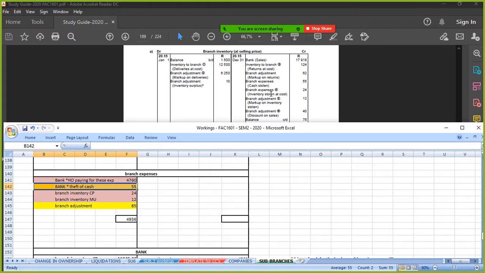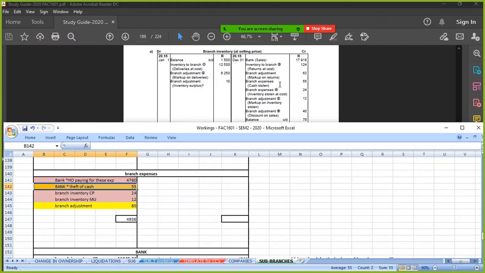All right. Why would you do that? Let's think about it. It's cash that they've stolen. Why would you increase your sales? Because branch inventory here is for inventory that's in the business. It's not cash. Cash is stored in the bank. They're saying that they're crediting here. So if I'm crediting branch expenses, they're saying I should reduce the inventory by 55. That I don't agree with.